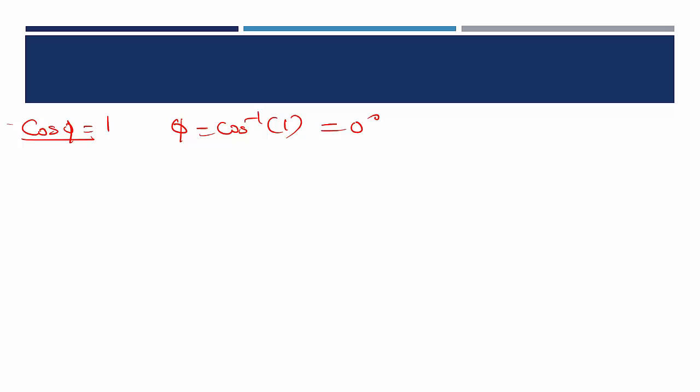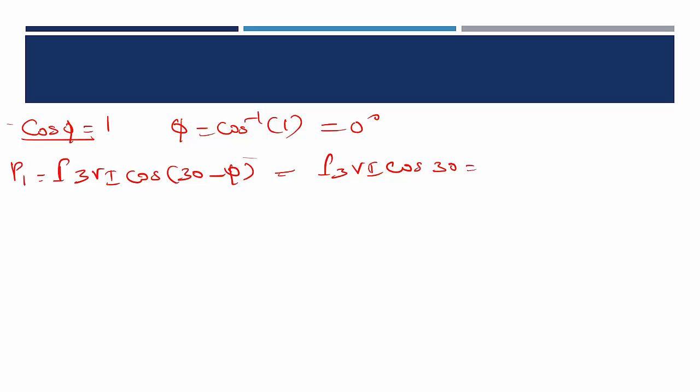So we know P1 is equal to root 3 VI cos(30 minus phi). Okay, now put phi equal to 0 in this equation. So I get root 3 VI into cos 30, because phi is equal to 0, and what is cos 30? It is nothing but root 3 by 2.